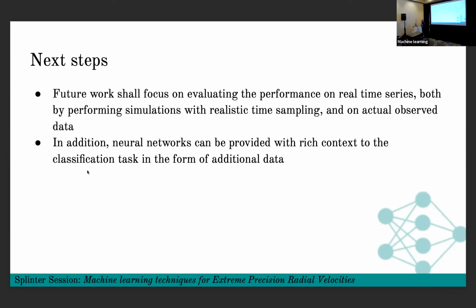Obviously, future works shall focus on evaluating the performance on real time series, both by performing simulation with realistic time sampling and on actual observed data. A very important thing to try is that the neural network can be provided with rich context for the classification task in the form of additional data, like the stellar rotational period or spectral type.